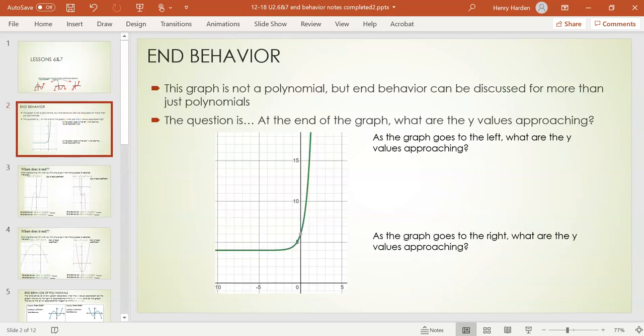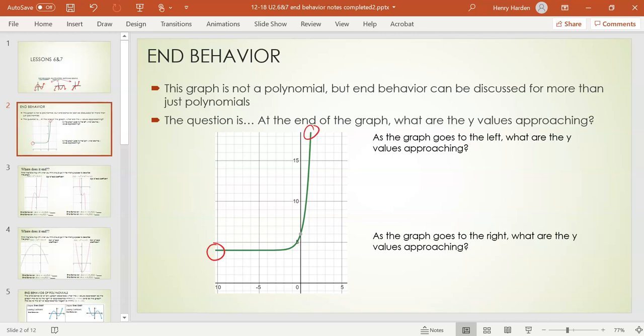End behavior just basically refers to what is happening at the end of the graph. Is the graph pointing up? Is the graph pointing down? But then there's a notation that you have to write with it. So every year I have students that will just write the words up or down, and I'm like, no, that's good that you understand that, but it has to be written in a certain notation. So when we talk about the graph, we talk about the left side of the graph and we talk about the right side of the graph.